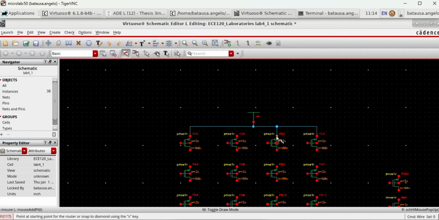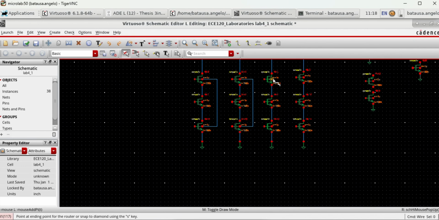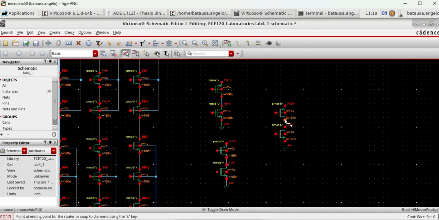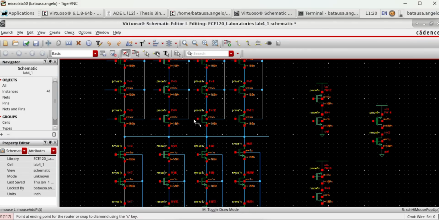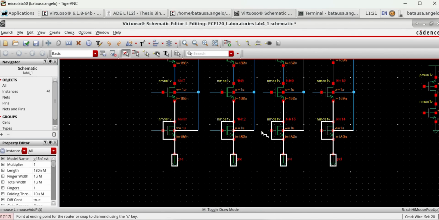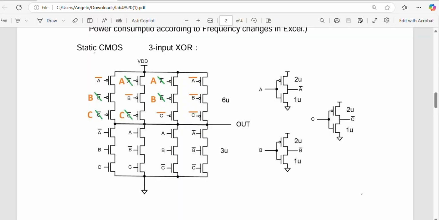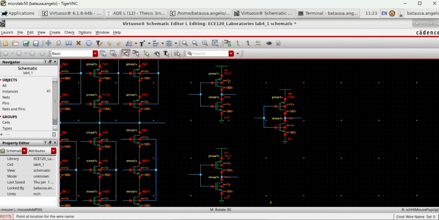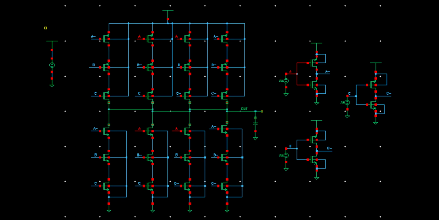Using the 45 nanometer technology of Cadence, the student followed the schematic diagram given in the manual of the static CMOS. The transistor length of both PMOS and NMOS is 0.18 micrometer, while the width of the PMOS is 6 micro and the width of the NMOS is 3 micro. In the inverter side, the PMOS width is 2 micro and the NMOS width is 1 micro. Here is the final schematic diagram of the static CMOS.